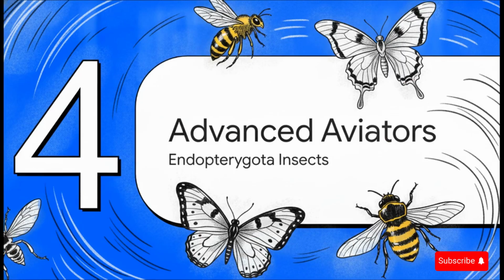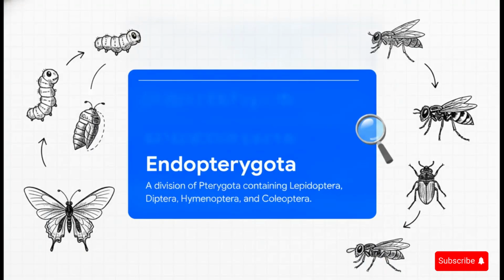Section 4. The Advanced Aviators. We're shifting now to the second major division of winged insects, the true, undisputed masters of adaptation. This division is called Endopterygota. Now, unlike the early flyers we just looked at, these insects undergo complete metamorphosis. They transition from a worm-like larva into a dormant pupal stage and emerge as completely rebuilt adults.